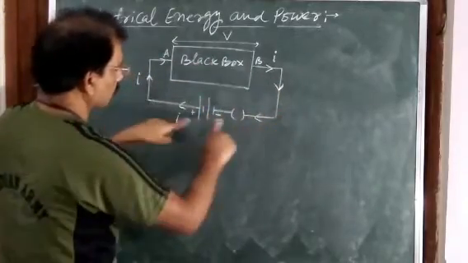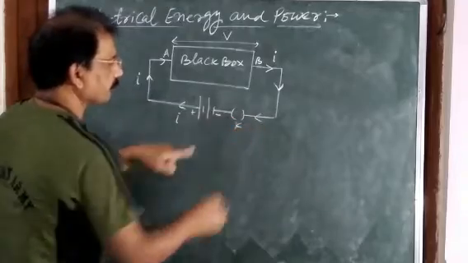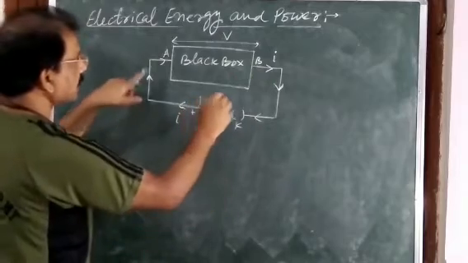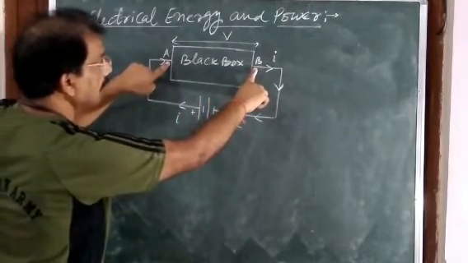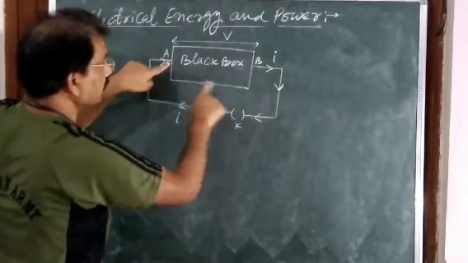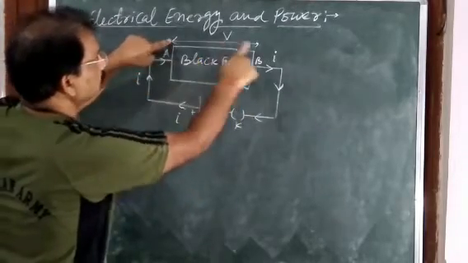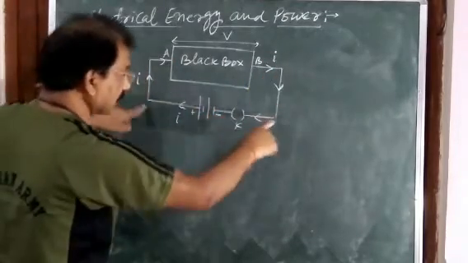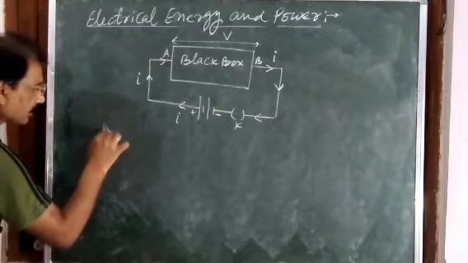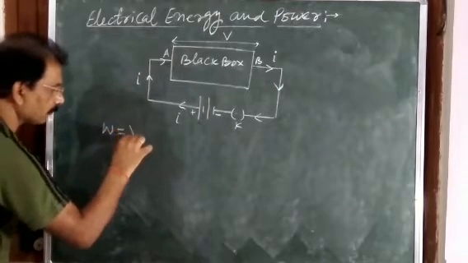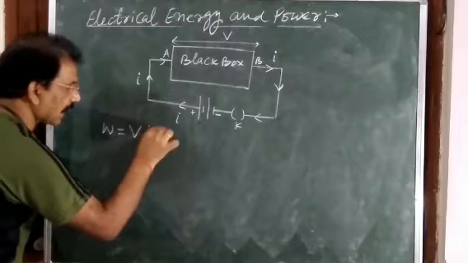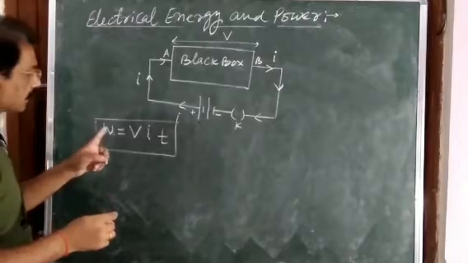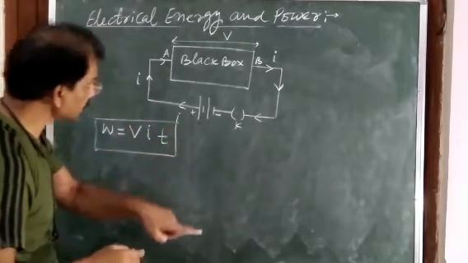And suppose that is connected to a battery and this one is a key. Suppose this current I is set up in this circuit. Then the electrical energy consumed by that electrical appliance inside this black box, where the potential difference is V, the current flowing through it is I, and in t seconds the electrical energy consumed by it is given by W is equal to VIT. This is the direct formula for calculating the electrical energy consumed by an electrical appliance.